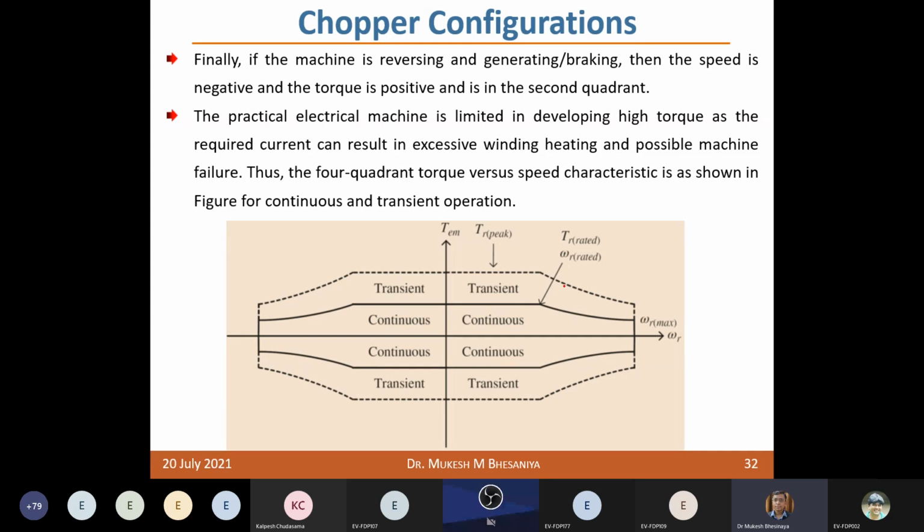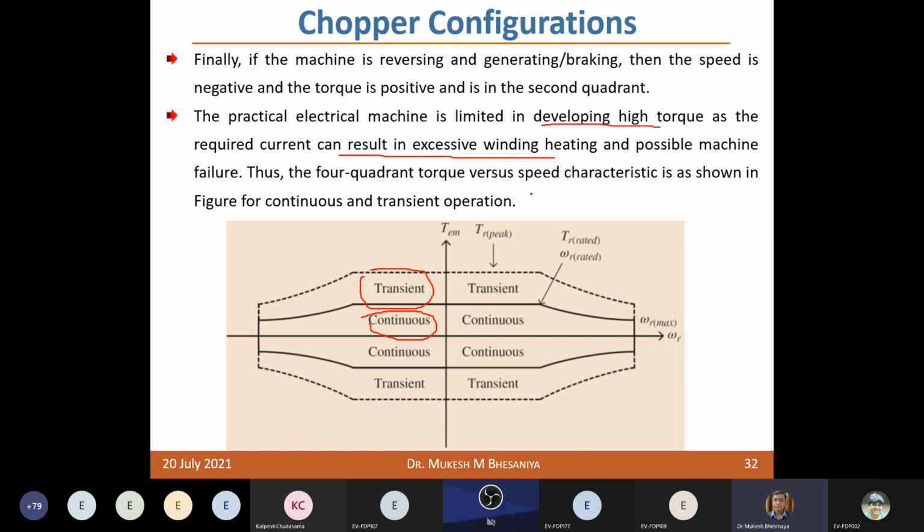And practically, the machine is limited in developing high torque. When we talk about the speed-torque characteristic of a motor, you have two types of operation. One we call continuous operation, another is transient operation. The transient operation is for a short duration. This machine is limited in developing high torque, as the required current can result in excessive winding heating. You cannot draw more current for a long period, and there is possible machine failure.